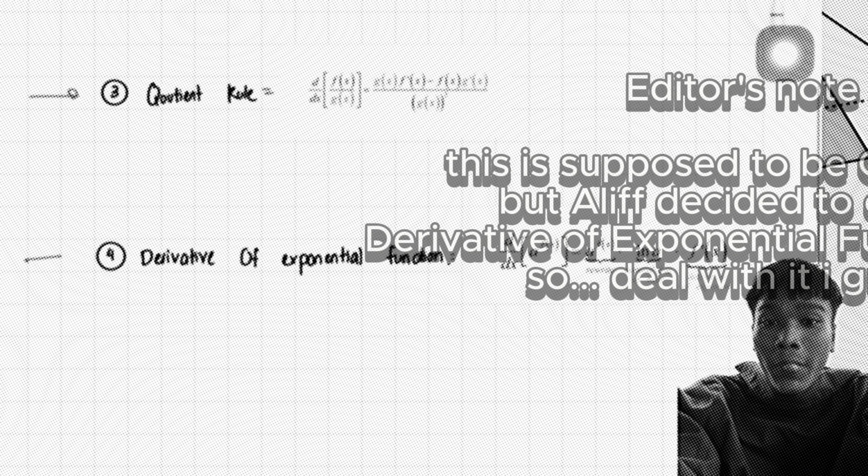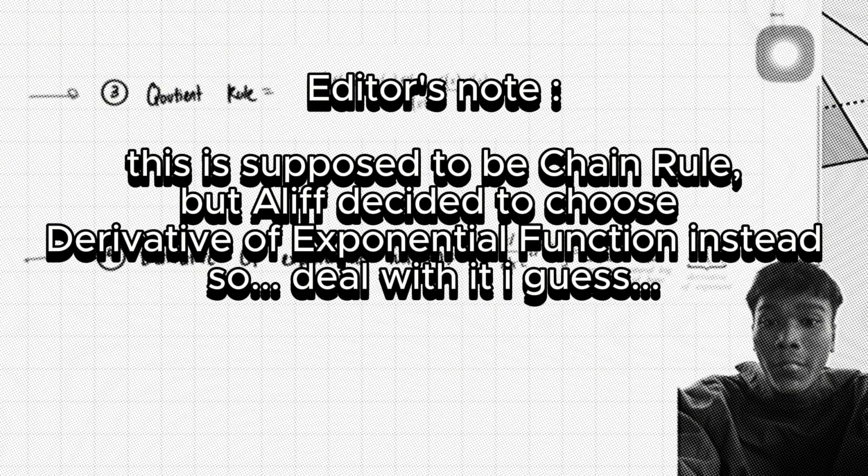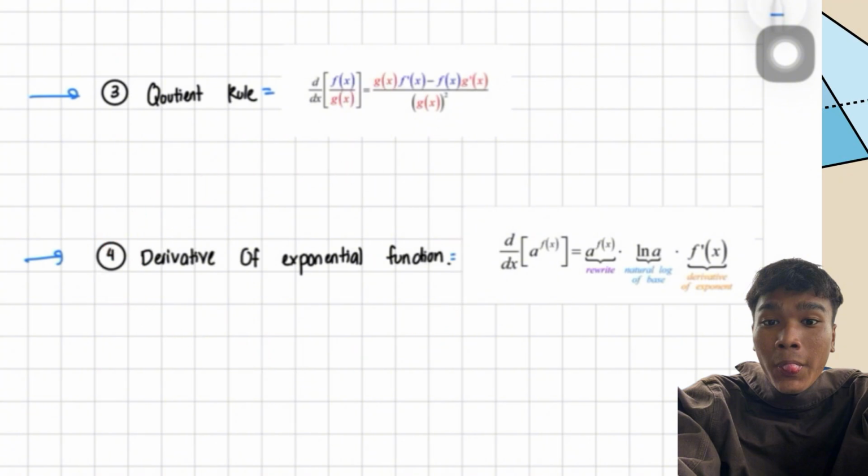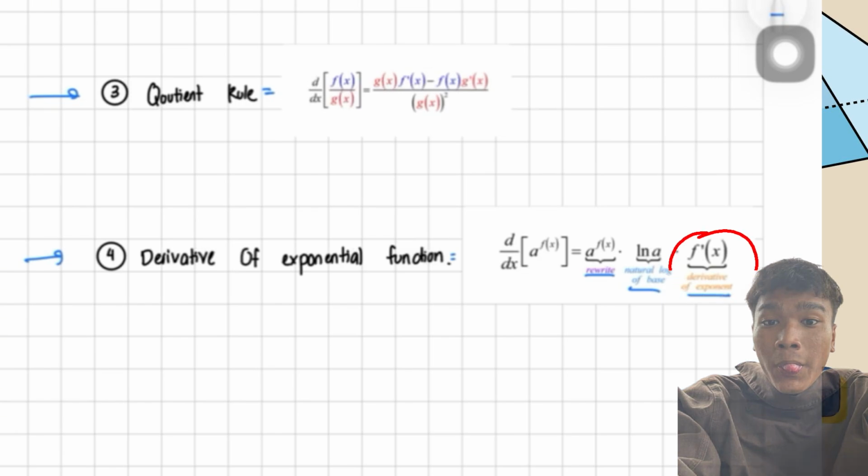The fourth one, we have the derivative of an exponential function. This rule is used to find the derivative of a general exponential function where a constant base a is raised to the power of a function f(x). The process involves three parts: rewriting the original one, multiplying by the natural log of the base, and finally multiplying by the derivative of the exponent.